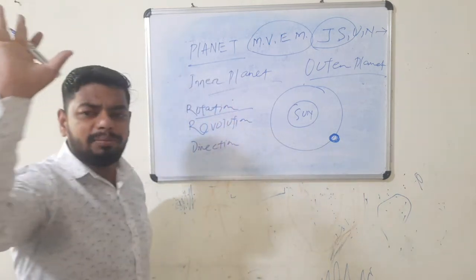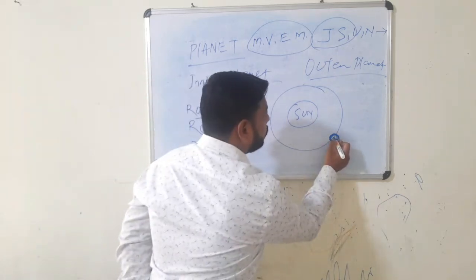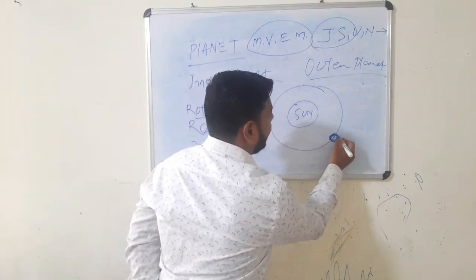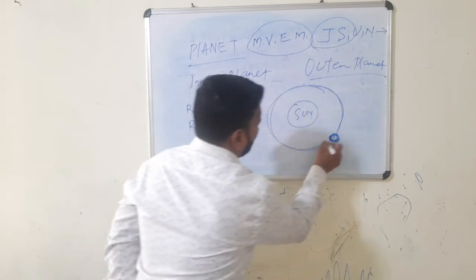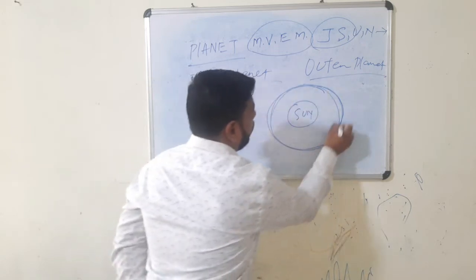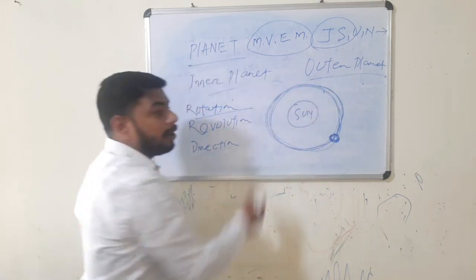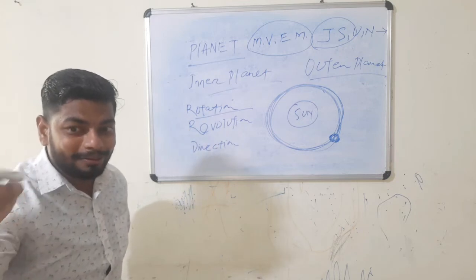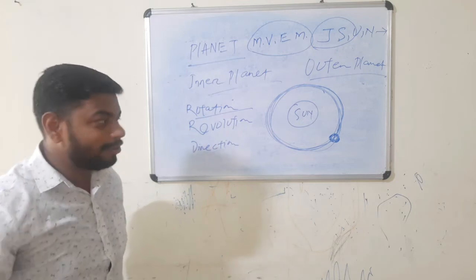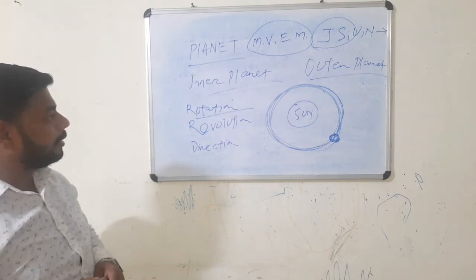There are various kinds of movements, but rotation is a movement on its own axis, right? And revolution means around someone else. So here all 8 planets revolve around the Sun. Why so? Magnetic field, gravity, nuclear fusion process. I already told you.